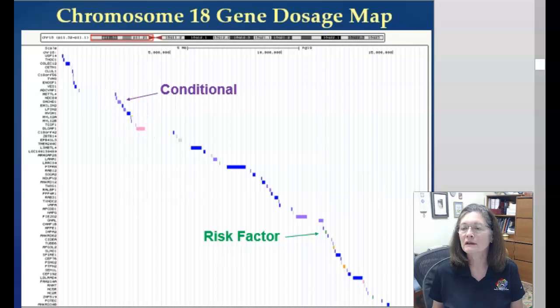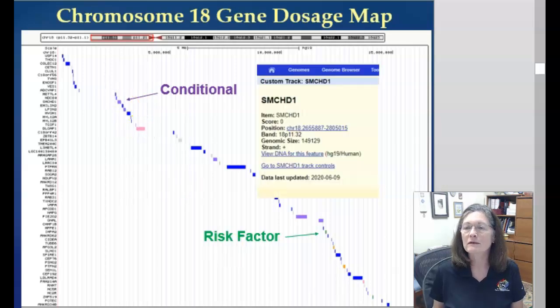If you click on the conditional, just like before, you go to a secondary page in the genome browser, and then you click on the gene name, and it takes you to our own website, which shows you the information about how that gene causes disease.